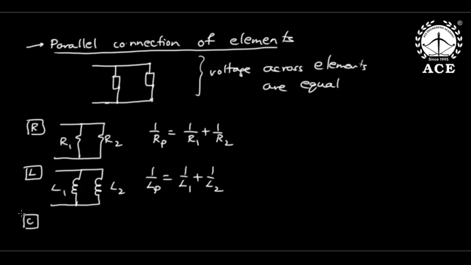Now capacitors in parallel. This is C1, this is C2. Here the resultant is greater than the greatest. So remember that. All this, we get because of Ohm's law.